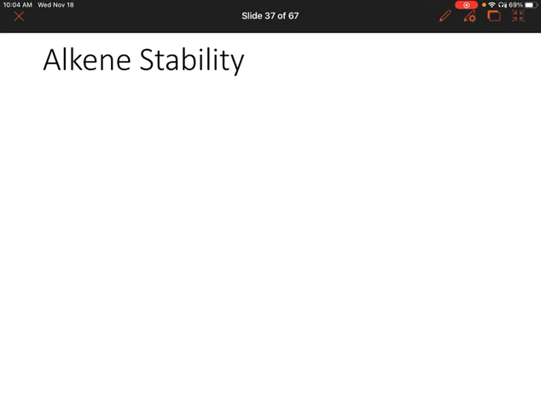In this lecture, we're going to start by talking about alkene stability. So far we've talked about how to name alkenes, and there are different types of alkenes. You can have, for instance, an alkene with one substituent. So that would be called a monosubstituted alkene.